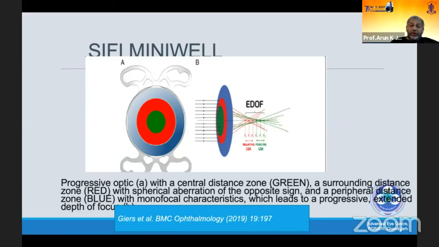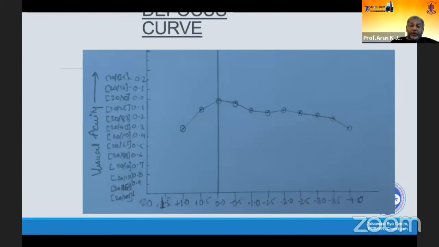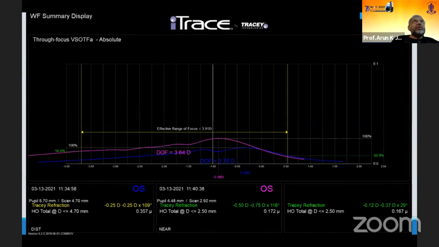SIFI multifocal EDOF IOL in this case, and this is the defocus curve, which we charted manually. It takes a long time, almost 1 hour, to chart this defocus curve manually by doing it in the optometry department. But iTrace does it in just 2 minutes.